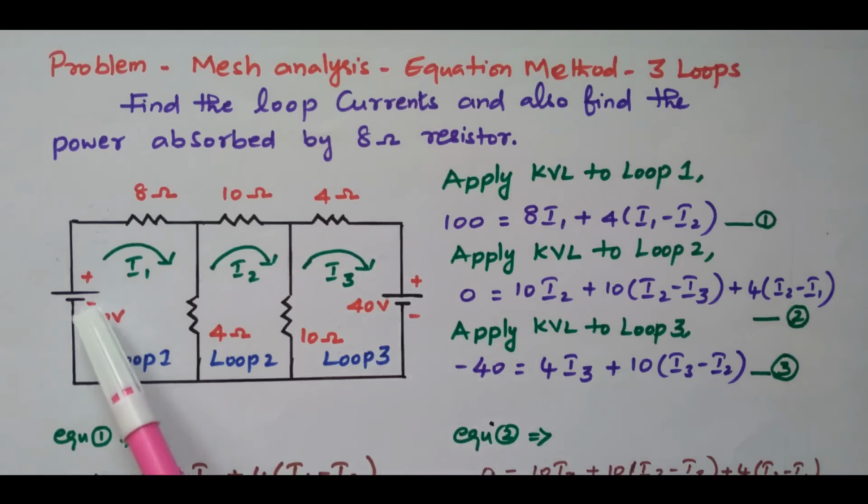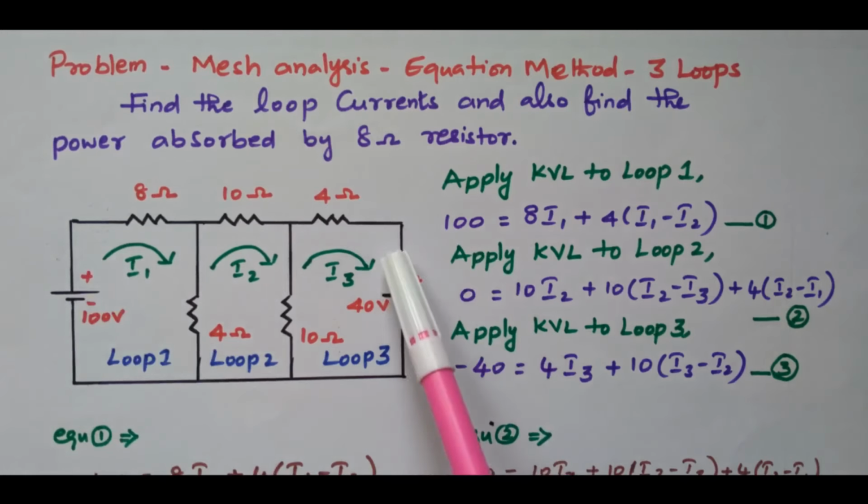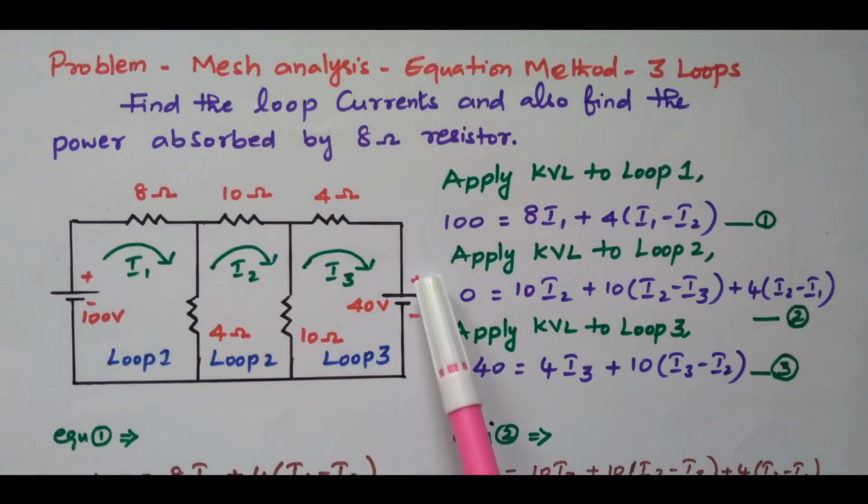But in the case of the first source, the current is flowing from bottom to top, negative to positive, so that is plus 100. But here the current is going downward, that is from plus to minus, so there is a drop in potential. It is going from positive to negative. Potential is dropped here, so minus 40.